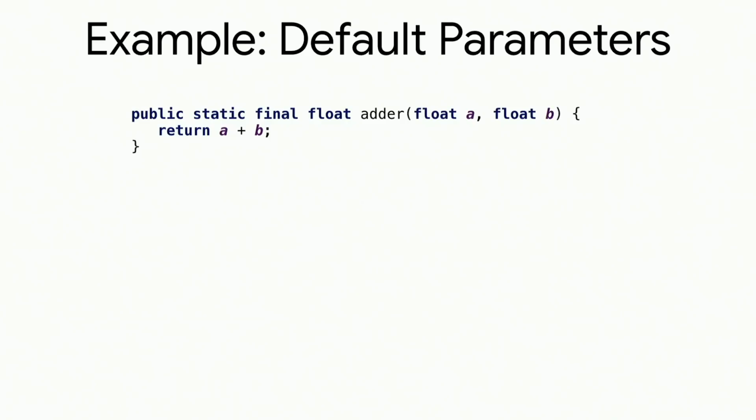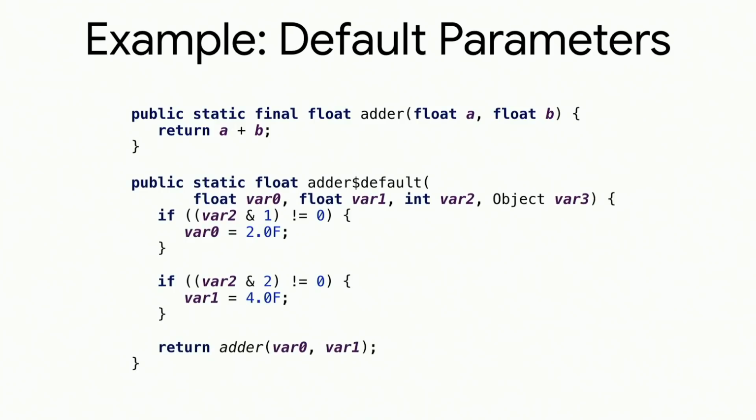Oh, sorry. Wrong slide. All right, so here's the code that gets generated. From that code that takes default parameter values, a new static function was created that just takes our 2 floats without default values, because we generated bytecode, and it just adds them and returns the result. But there's another method that was created. It takes 2 floats, as we expect, and then it also takes an integer and an object.